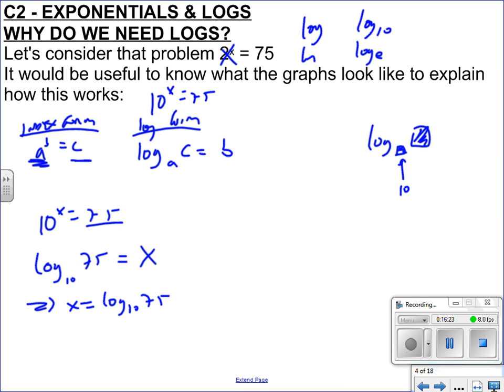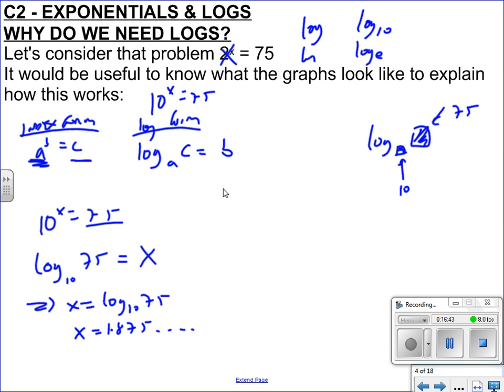Okay, so you're whacking 10 in there, and you're whacking 75 in there, and press equals. So log base 10 of 75, and you get x equals 1.875, etc. Okay, 5.